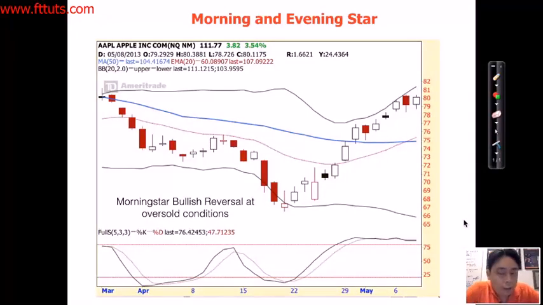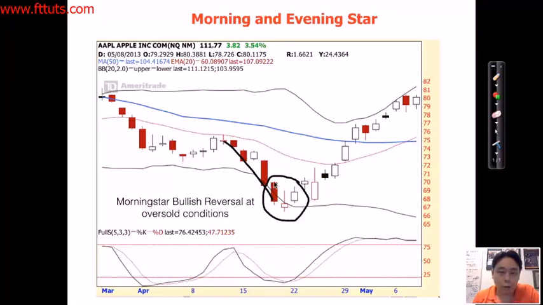Can you spot the morning star? Give yourself a few seconds. Can you spot a morning star? So again, a morning star is a bullish reversal pattern. So bullish means at the end of a sell-off, it appears and reverses. Right? Can you spot it? Over here, right? So sell-off, there you go. That is your morning star.